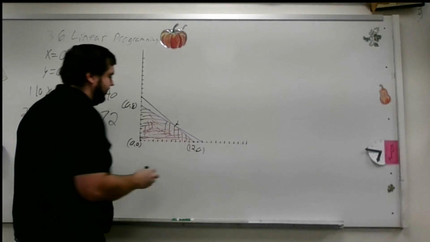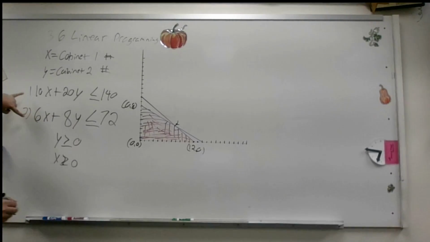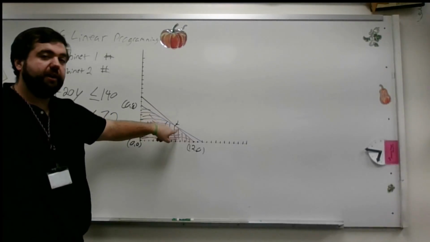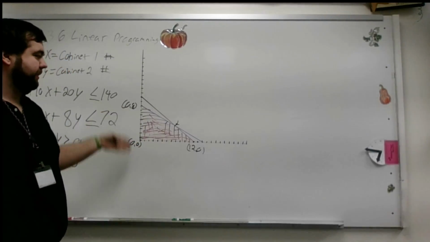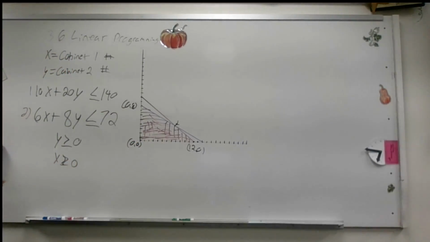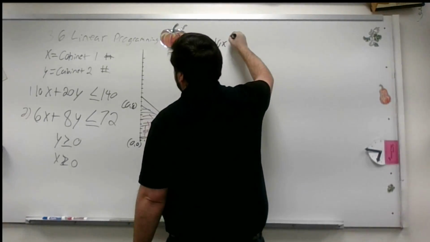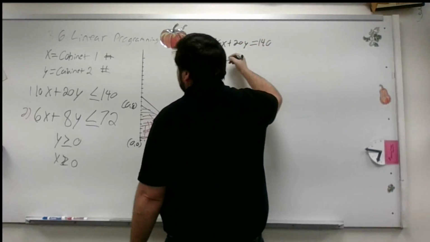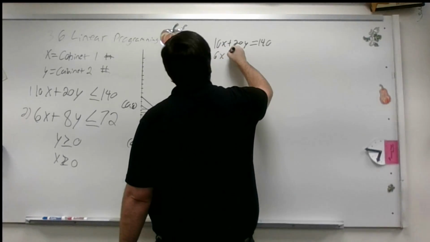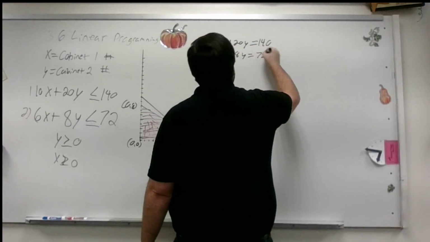This one, on the other hand, I need to find. I find that by setting up a system of equations using these intersecting lines. I technically did that for these two, but it was easy enough because x is 0, y is 0. So, I'm going to set up a system of equations over here. We get 10x plus 20y is 140. I get 6x plus 8y equals 72.